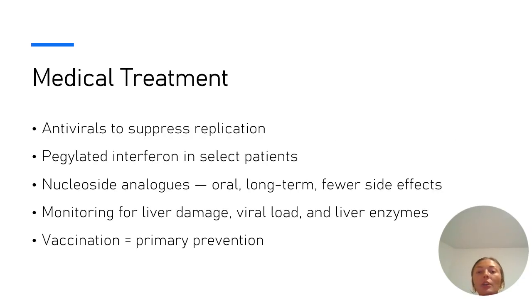Medical treatment may include antiviral medications that suppress viral replication. Some patients are treated with pegylated interferon for about 48 weeks, especially if their liver enzymes are elevated and they do not have cirrhosis. Nucleoside analogs are another option, and these tend to have fewer side effects, but they do require long-term use. Although we do have effective treatments, none of them fully eliminate the cccDNA, so chronic cases do require ongoing monitoring.